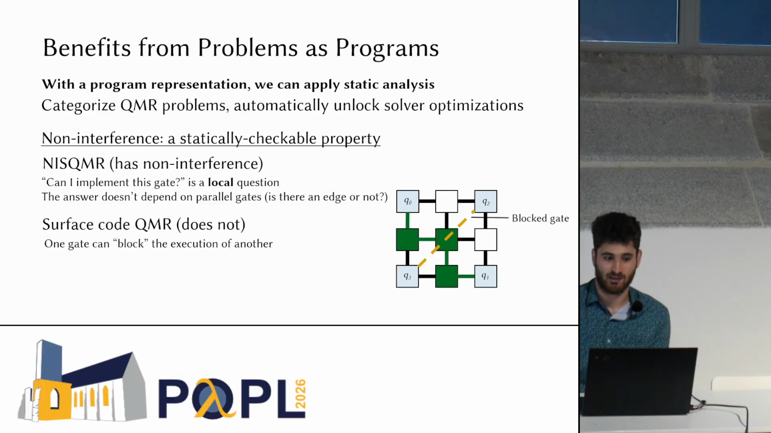An example of this is a property that we define called non-interference. Intuitively, a problem has non-interference if the question of whether or not you can implement a gate can be answered locally. So for this example, without error correction, we just needed to check whether there exists an edge between the two qubits, and it doesn't matter what other gates I'm executing at the same time. On the other hand, in this path drawing problem, we saw that one gate can block the execution of another, so the question is not local. This problem does not have non-interference. And by analyzing the program defining these two problems, we can determine whether or not they have this non-interference property.